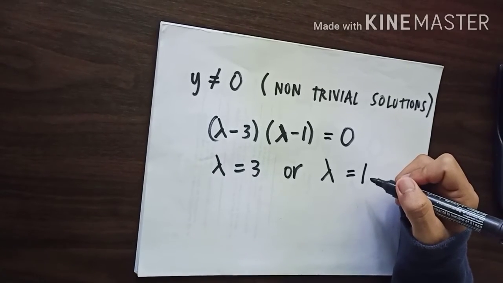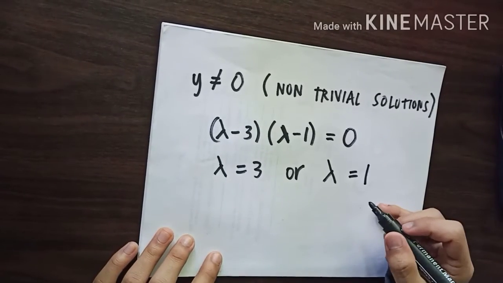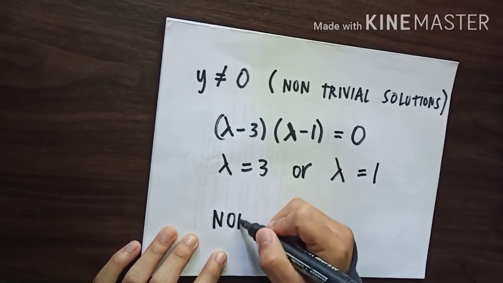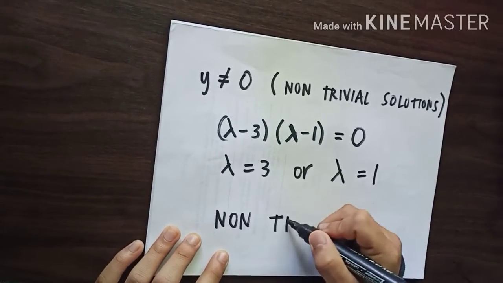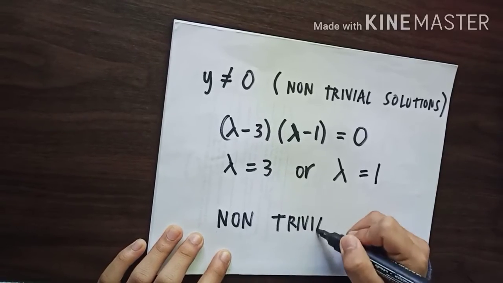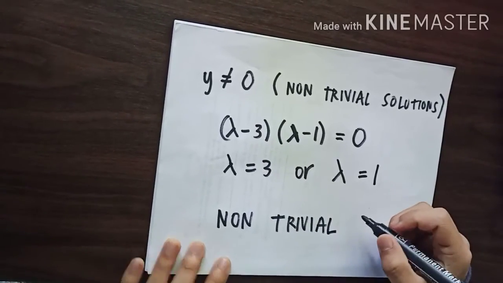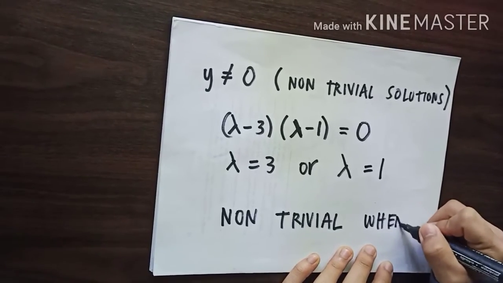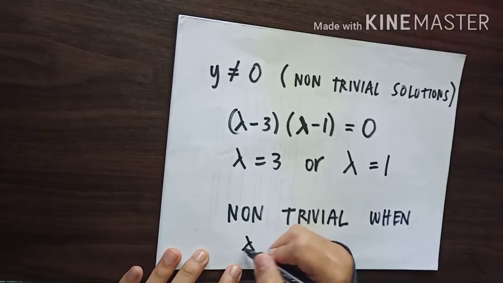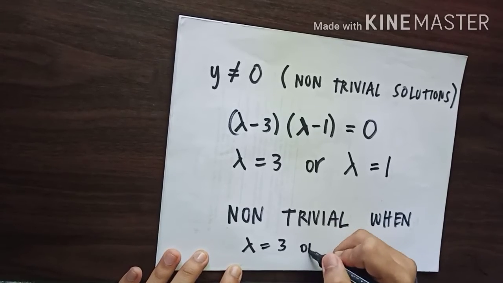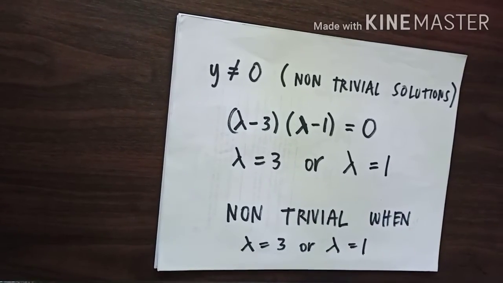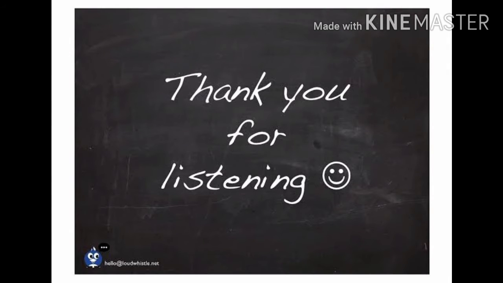So it means that the system is non-trivial when lambda is equal to 3 and lambda is equal to 1. I think that could be the end of the video.